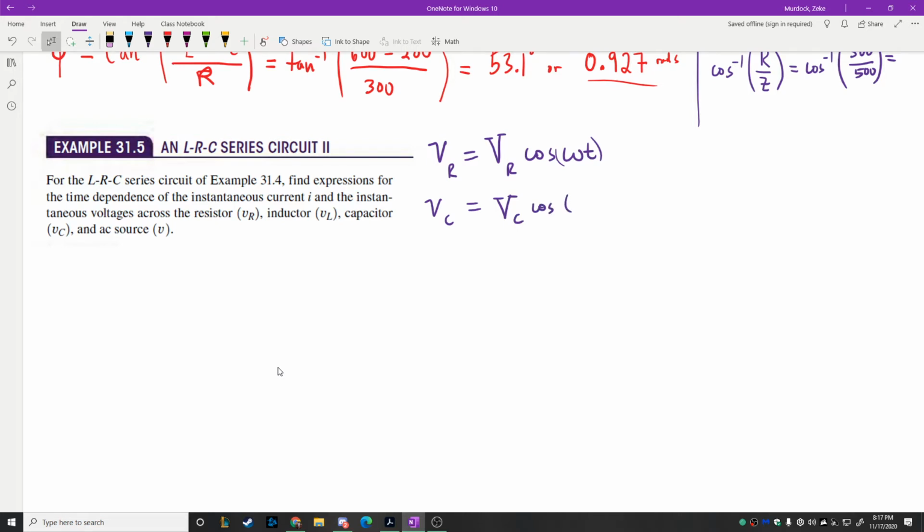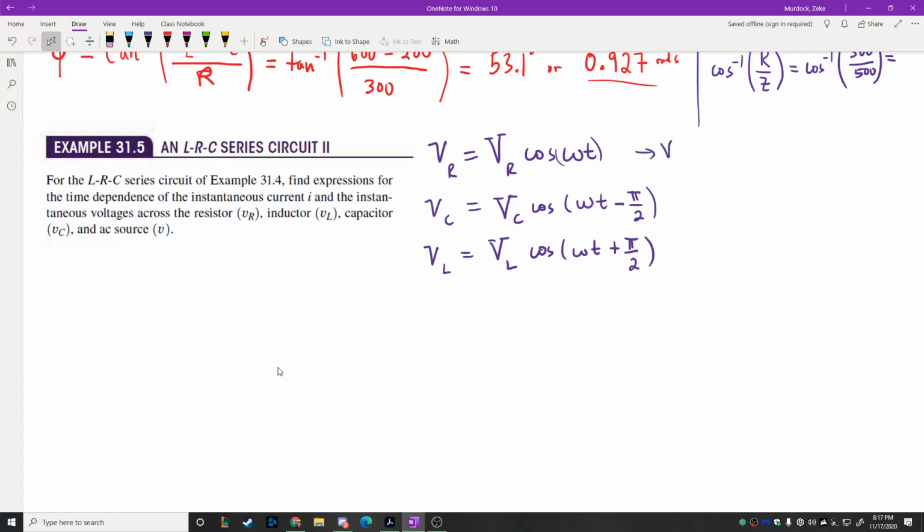Now, this is where we have to input the information we learned from the phasor diagrams. For the capacitor, it was... Should it be plus or minus pi over 2 for the capacitor? Do you remember? Minus, that's right. And then for our inductor, VL is just going to be big VL cosine of omega t plus pi over 2. Right? So what are these equal to?